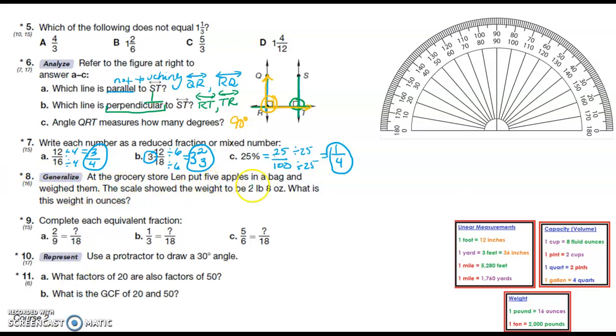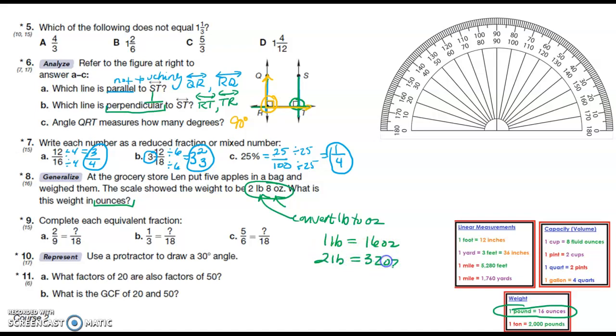At the grocery store, Lynn put 5 apples in a bag and weighed them. The scale showed the weight to be 2 pounds and 8 ounces. What is the weight in ounces? So we already have part of the weight in ounces, but I'm going to need to convert pounds to ounces. That's why we have our little chart over here. 1 pound is equal to 16 ounces. So if 1 pound is equal to 16 ounces, then 2 pounds has to be equal to 2 times 16, which is 32 ounces. And now I have to add the 8 that I already had. So 32 plus 8 equals 40 ounces of apples, and that is your answer.